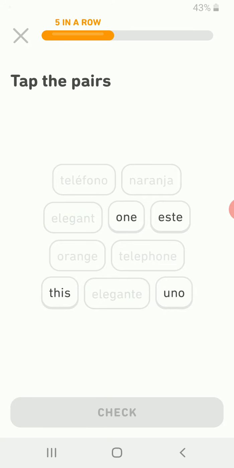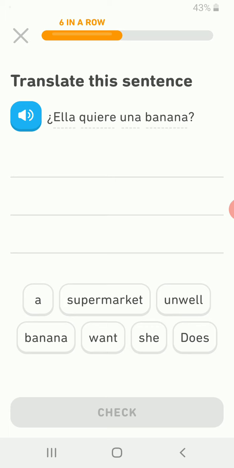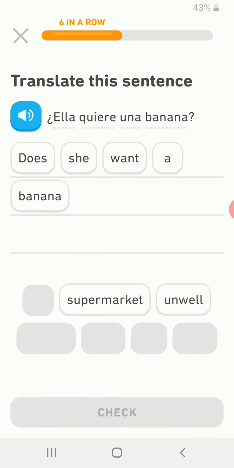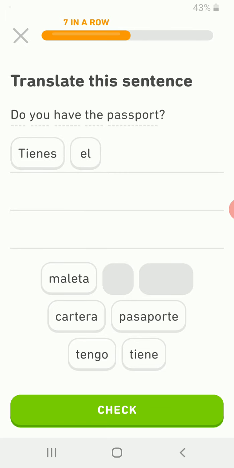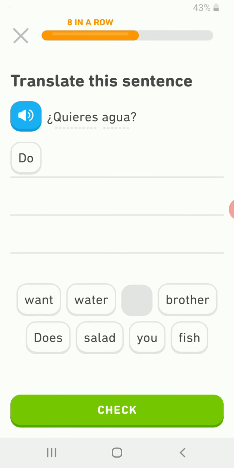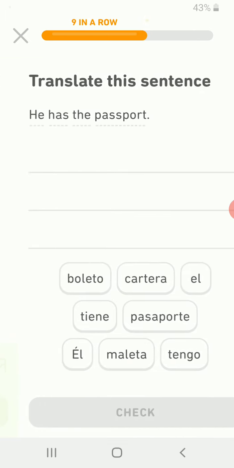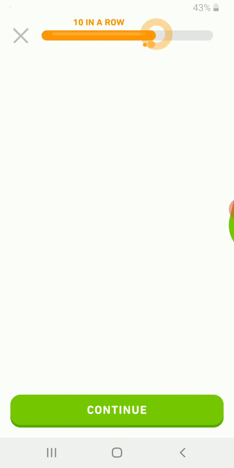Elegante. Uno, este. Ella quiere una banana. So she wants a banana. This is the question: does she want a banana? And what do you have, the passport? ¿Tienes el pasaporte? Pasaporte. ¿Quieres agua? Do you want water? Okay, he has a passport. Él tiene el pasaporte.